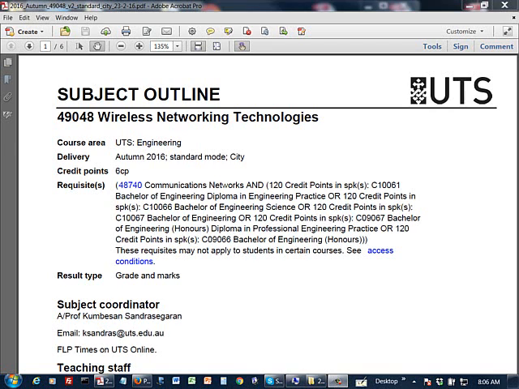So I created this subject back in 2002, and this subject has been running successfully for the past 14 years at UTS. This subject is a postgraduate subject. This is a 6 credit point subject that usually runs in the autumn semesters in standard mode, and I'm going to go through a description of what this subject is all about.